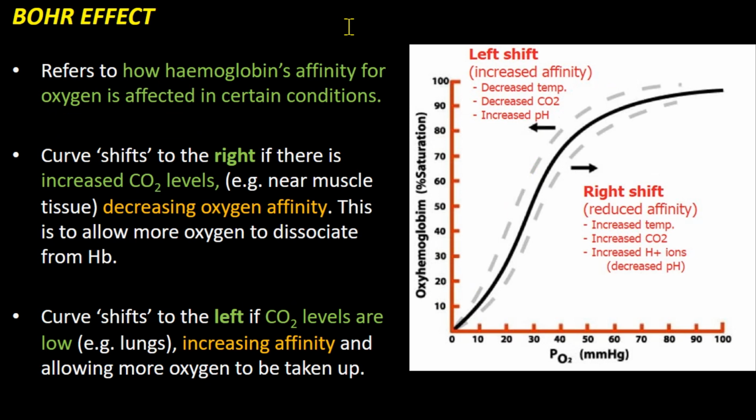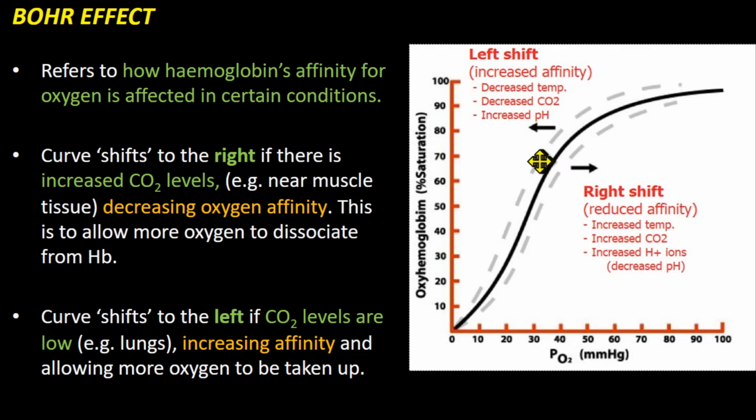So here we have the Bohr effect, and this refers to how hemoglobin's affinity for oxygen is affected in certain conditions. Here we could see the curve shifting to the right. Basically what this means is that there's a reduced affinity for oxygen. It means that it's not going to take up oxygen as readily. The curve is going to shift to the right if there's increased carbon dioxide levels, for example near muscle tissue. This is going to decrease oxygen affinity, and this is to allow more oxygen to dissociate from the hemoglobin. So remember, lower oxygen affinity means less oxygen is binding to the hemoglobin, more of it is being dissociated from the hemoglobin to go into cells.